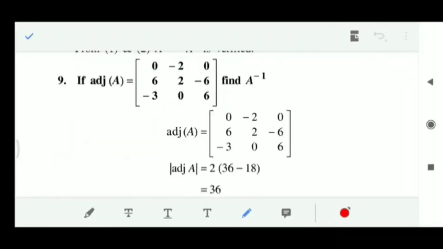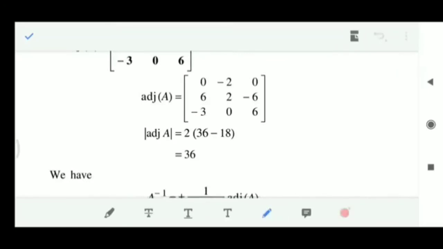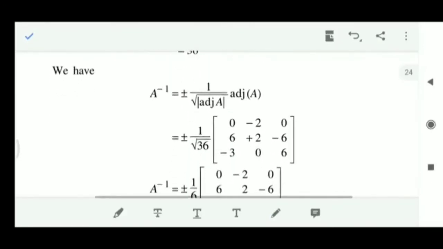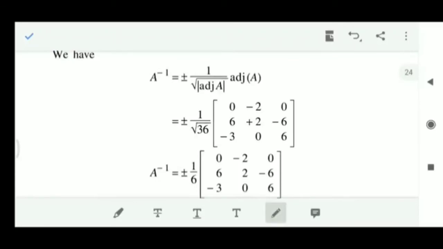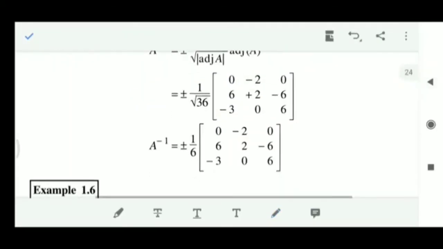Next the third sum is find the A inverse if adjoint of A is given. If adjoint of A is given we have the formula. So before that you have to find the determinant of adjoint of A, which is 2 into 36 minus 18, which gives 36. Then the formula is A inverse is equal to plus or minus 1 by root of determinant of adjoint of A into adjoint of A. So the determinant of adjoint of A is 36, so plus or minus 1 by root 36 into the matrix, that is the given matrix adjoint of A.